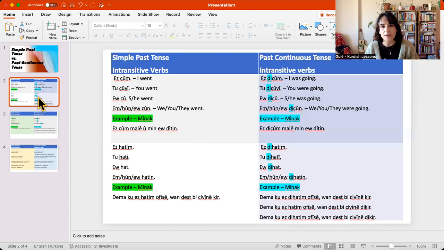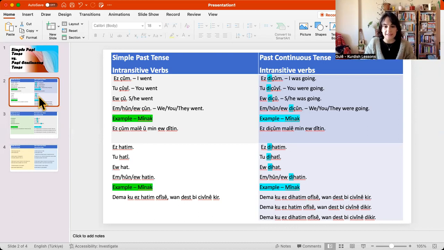Here, firstly, you see a chart. It compares simple past tense with continuous. And of course, you have to know that when we speak about past tense, the verb is really important. You have to know whether it is a transitive verb or intransitive verb, okay? Because the rules change. So here we start with intransitive verbs because it's easier than transitive, okay?